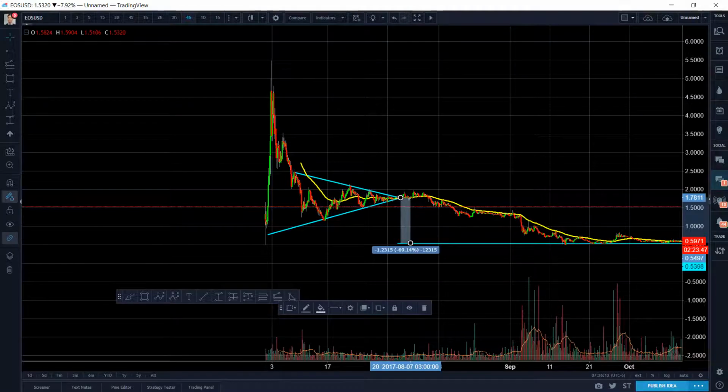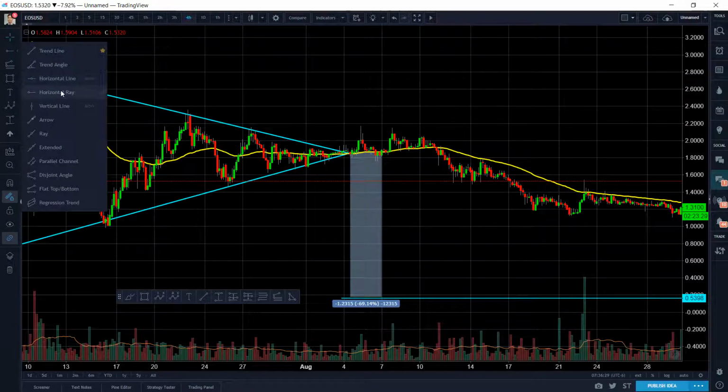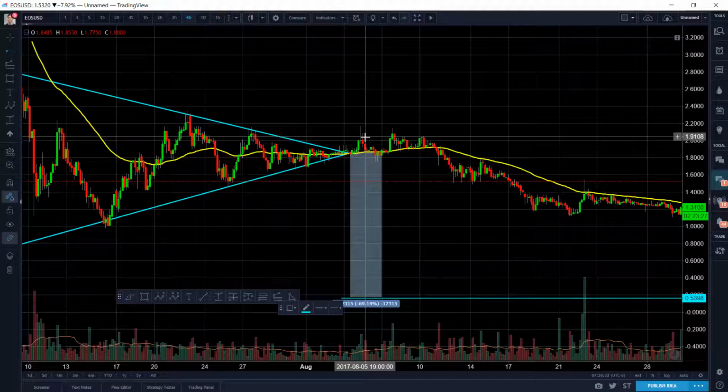Okay, let's take a look at some more similarities. Now we are going to go back and take a look at some very notable and key points. One key point is obviously right here.